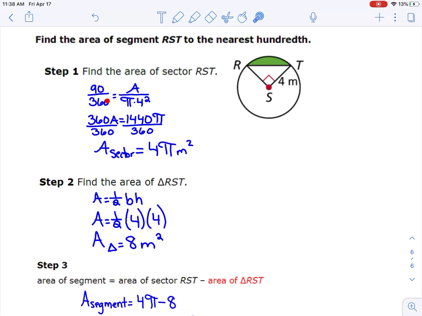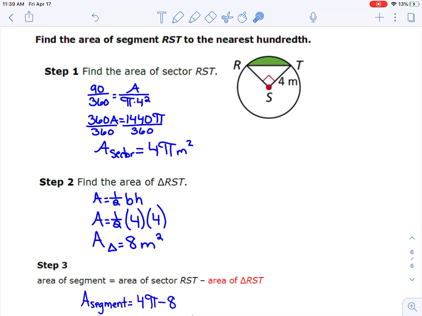Now that we have our proportion, we can cross multiply. 360 times A equals 90 times pi times 4 squared. So we have 360A equals 1,440 pi. Next, to solve for A, divide both sides by 360, and the area of our sector equals 4 pi meters squared.